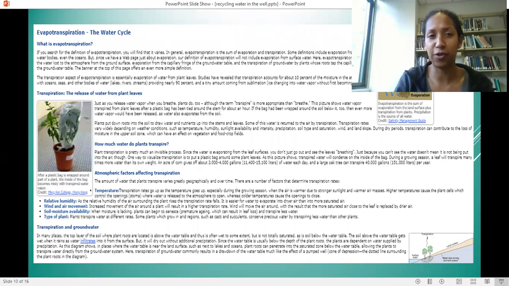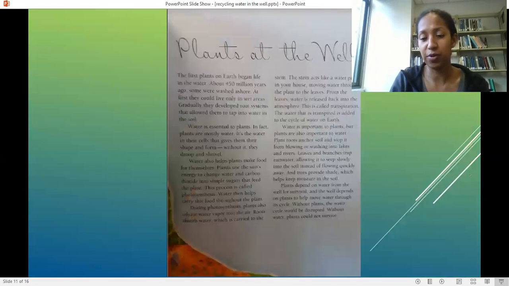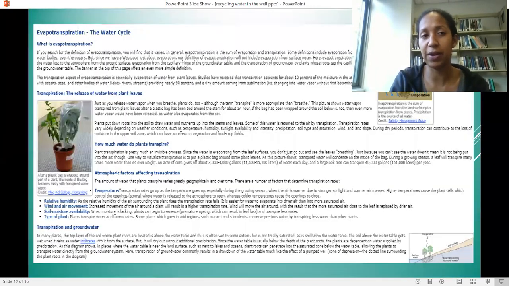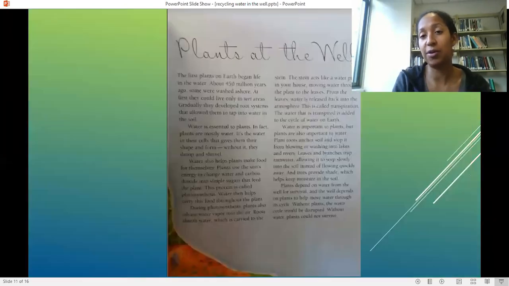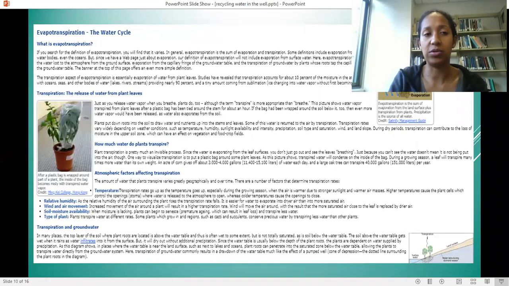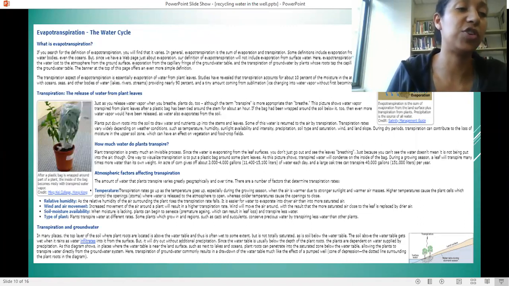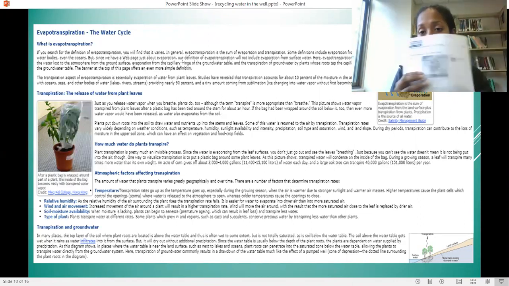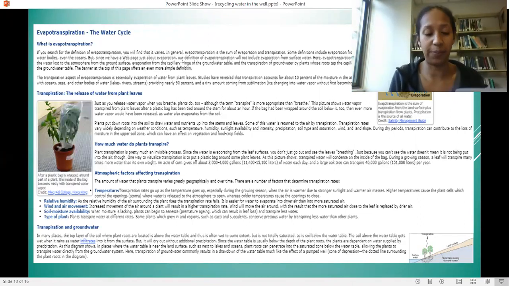I will read the first part, evapotranspiration, because the students already read Plants at the Well. But before I start, I will ask the students to share the main idea and key details from this part of the book. And then I will read this sheet with them. Everybody will get one, and they will be working in pairs.